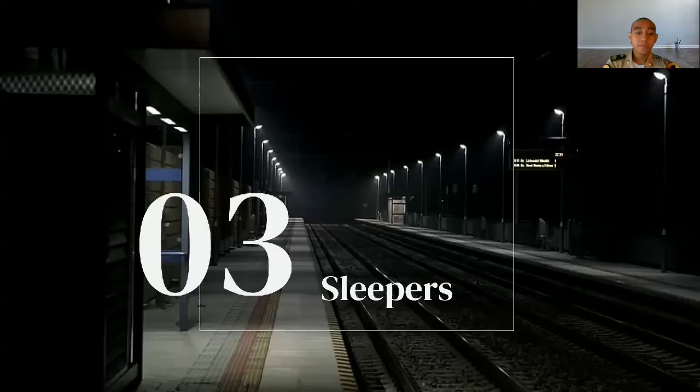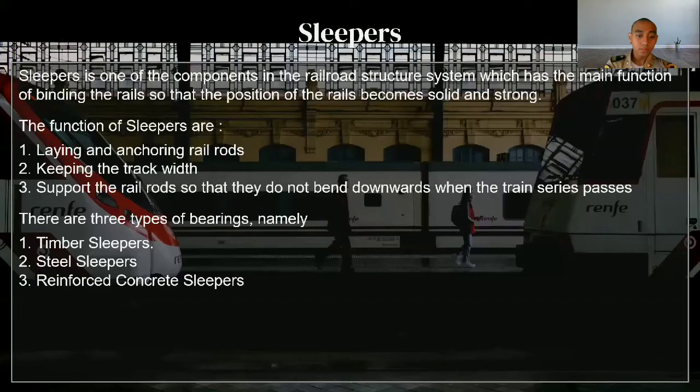And number 3 is sleeper. Sleeper is one of the components in the railroad structure system which has the main function of holding the rail so that the position of the rail becomes solid and strong. The functions of the sleeper are: 1. Laying and anchoring railroads.